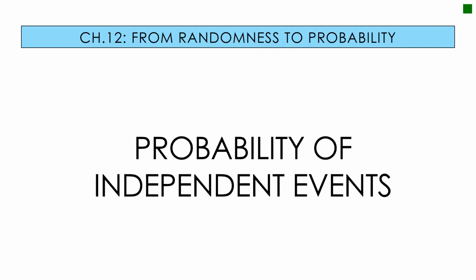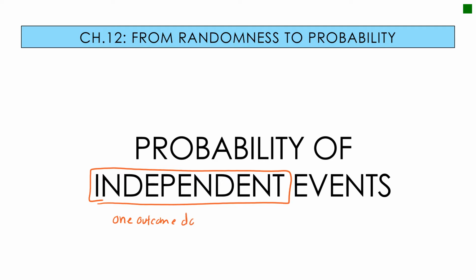Now let's take a look at how we might compute the probability of independent events. And again, remember that independent events means that one outcome doesn't affect another outcome. So independent events.